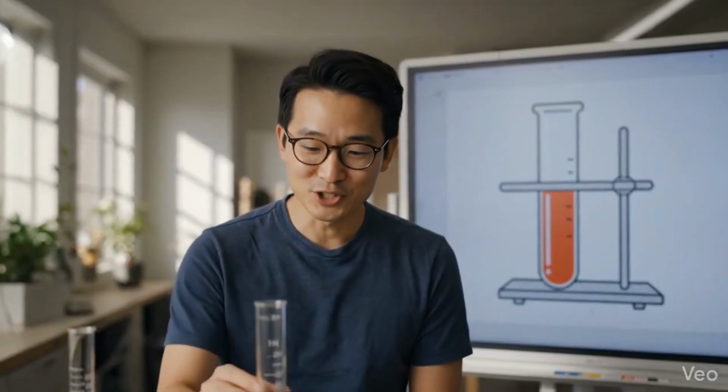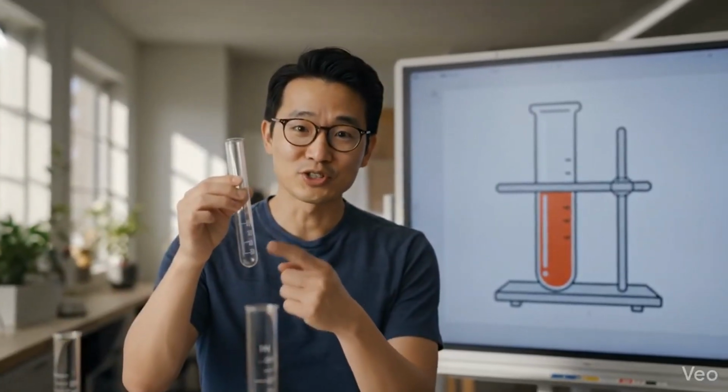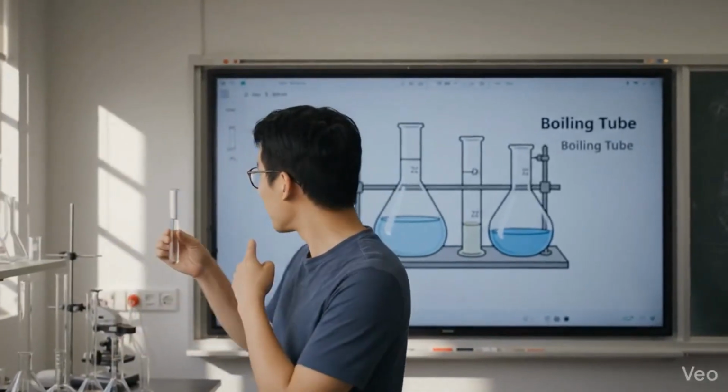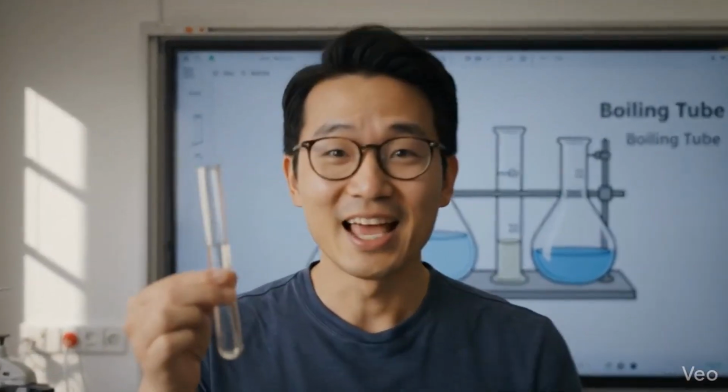This is a test tube. It holds small volumes of liquid or solid substances, but it cannot be strongly heated as it melts or shatters. This is a boiling tube. It also holds small volumes of liquid or solid substances and is used when heating solids or liquids over a Bunsen burner.